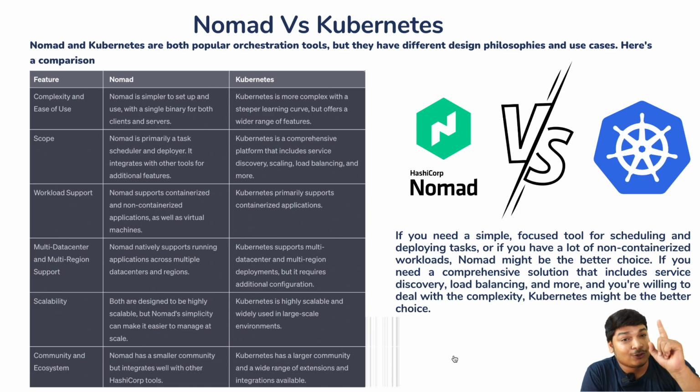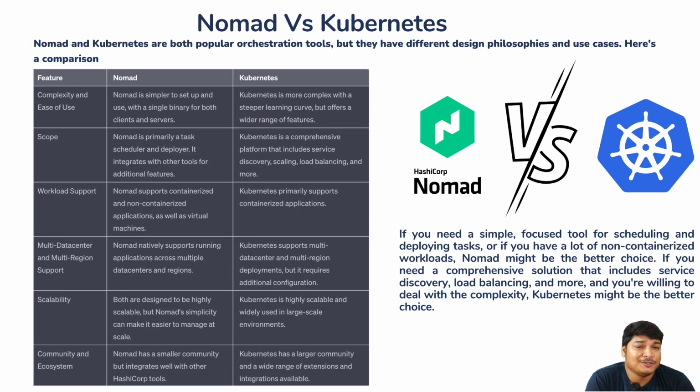But remember, Kubernetes will have its own complexity. Kubernetes is actually a bit more complex than Nomad. I have also felt that multiple times while working on different projects. Okay. Now I hope you have a very good idea of whether you should go for Nomad or Kubernetes. Now let's learn how you can install Nomad on your local machine.